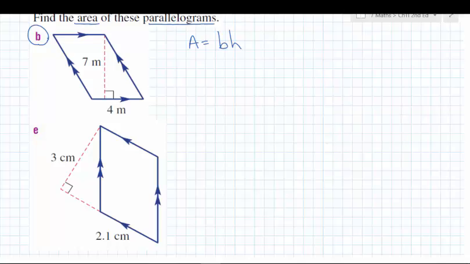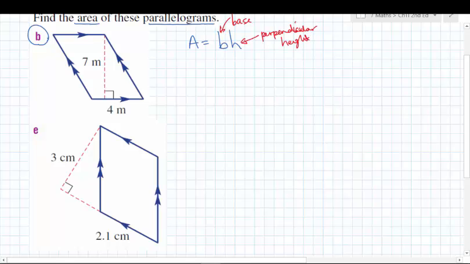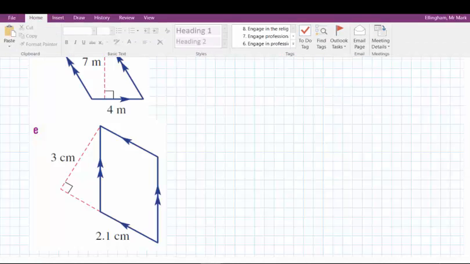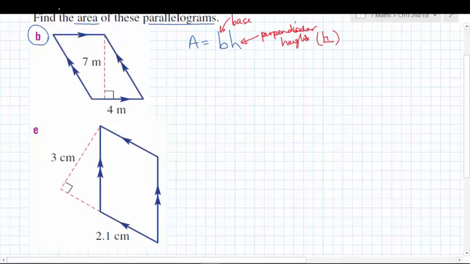Now in maths, B always refers to base, and H always refers to perpendicular height. Which means basically it's the height that's at right angles to something. So you look for the right angle sign if you're a bit stuck.